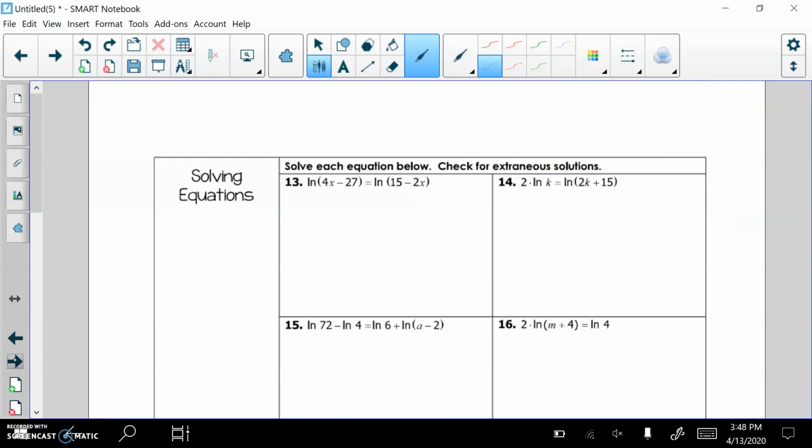Oh, next page, solve. I'm going to stop this video because it's going to get cut off, and then I'll make a separate video for this page. So to be continued on logarithm video number 2.